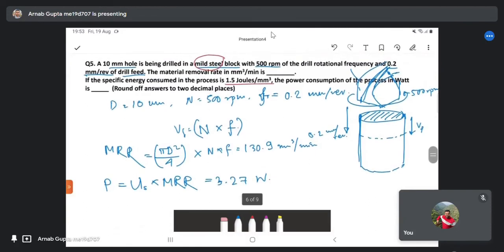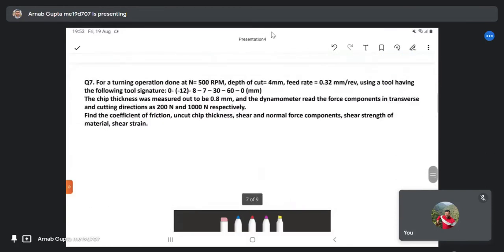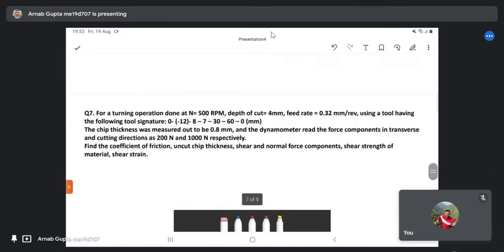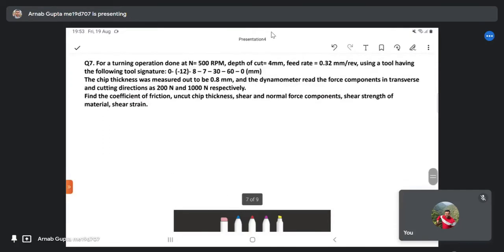Okay. So this is the last question for today. For a turning operation done at N equal to 500 rpm, depth of cut 4 mm, feed rate 0.32 mm per revolution, using a tool having the following tool signature. Since it's in mm, this has been given in ORS.